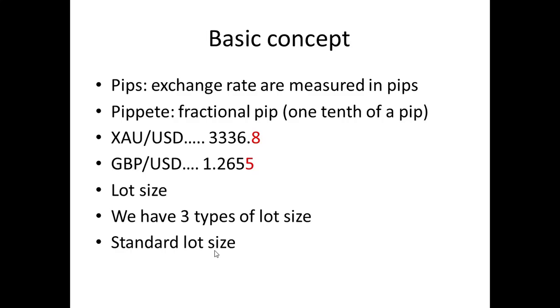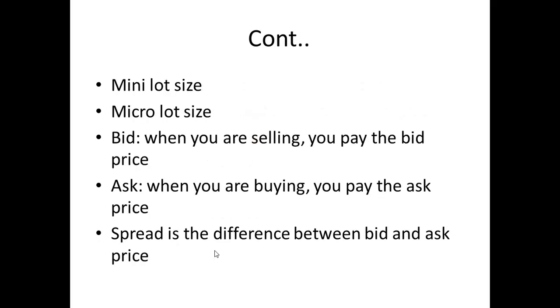Then for micro lot size, which is the smallest, if the market goes in your favor with 1 pip, you are going to make 10 cents. If the market goes against you with 1 pip, you are going to lose 10 cents. That's 0.01, which is the micro lot size. So I think this is clear.